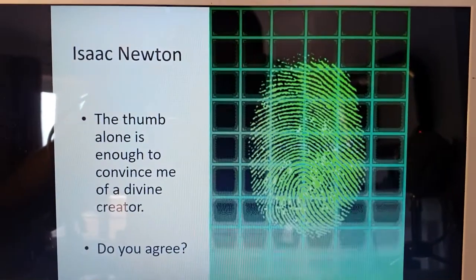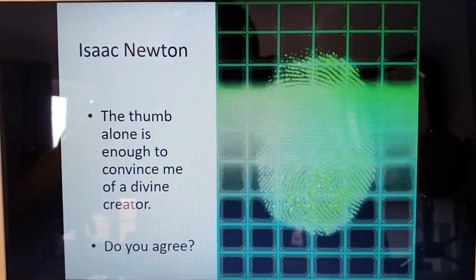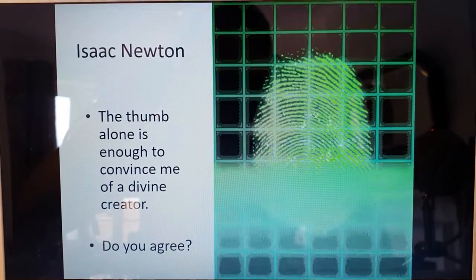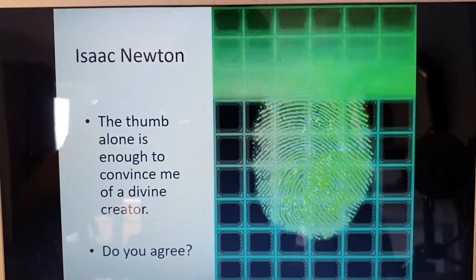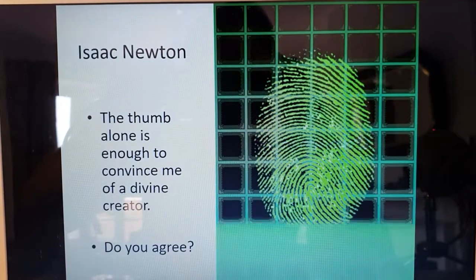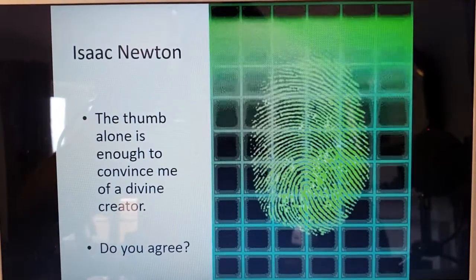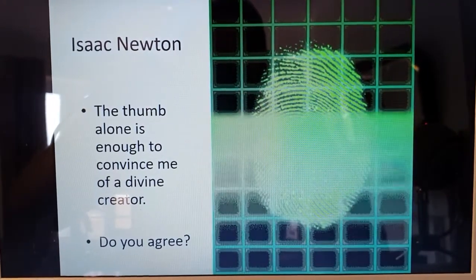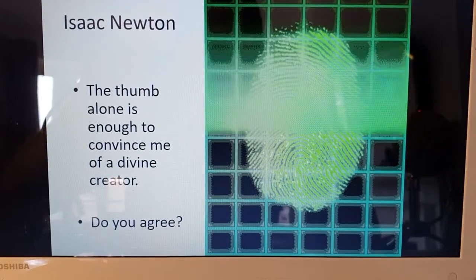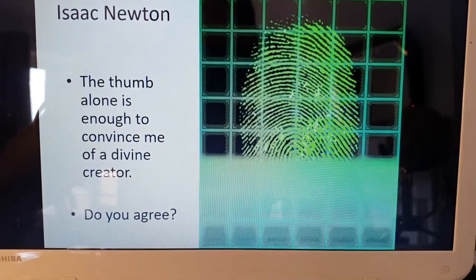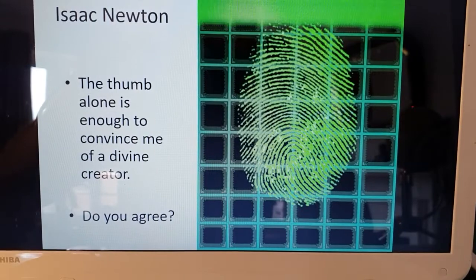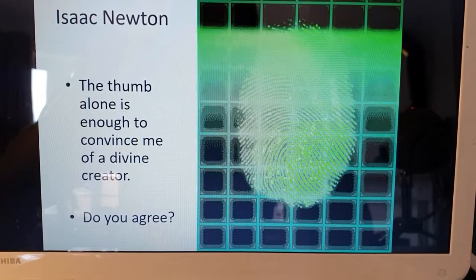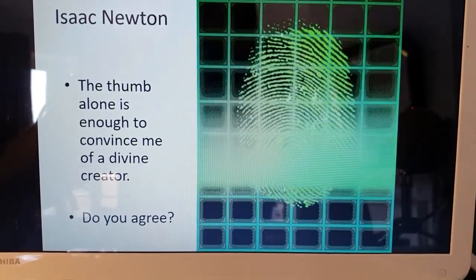Isaac Newton came up with a similar argument, and he said that the thumbprint alone would be enough to convince him that there was a creator, because of the uniqueness of each thumbprint and the fact that there must be an almost infinite number of combinations of a thumbprint. So we know there's about 7.6 billion people alive now, and everyone's got their own unique thumbprint, or DNA as we now might understand it. To him that was just incredible, that such magnitude of complexity could come from the universe.